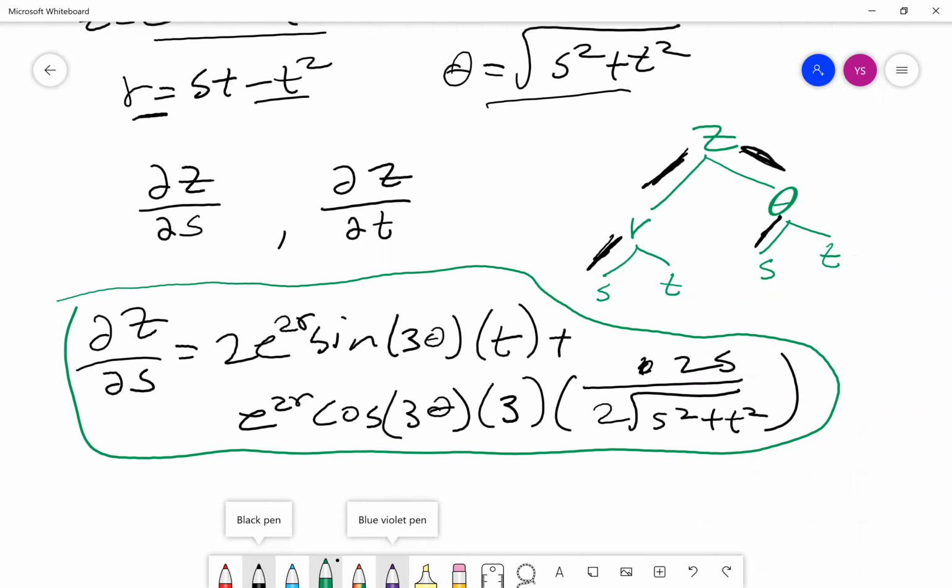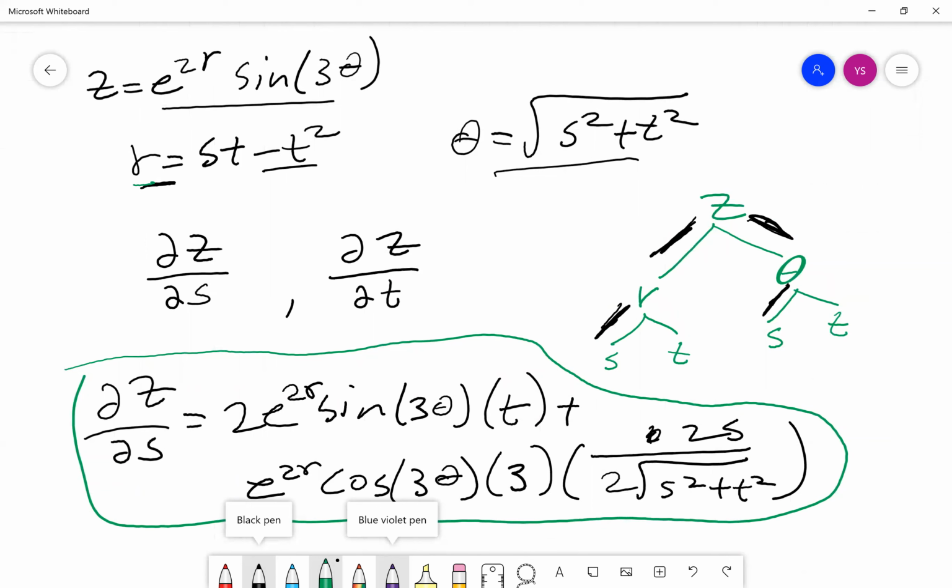Now, of course, if you wanted to write this purely in terms of s and t, every time you see an r in your formula, you will have to plug this in right here. And every time you see a theta, you would have to plug this in, for example, right there. But I'm not going to go over that. Any questions about this? So if there aren't any questions, let's start the quiz.